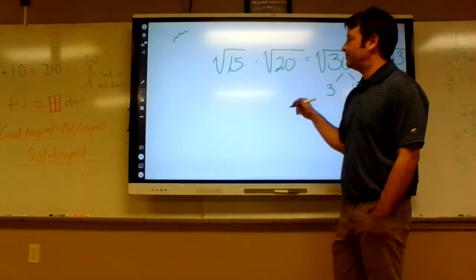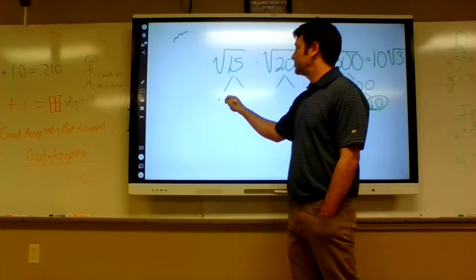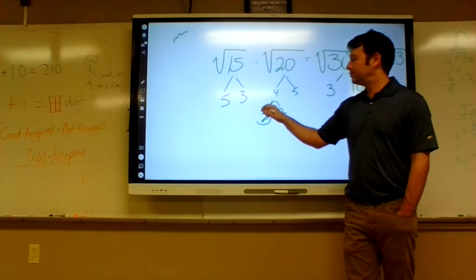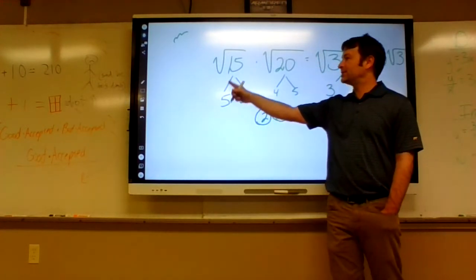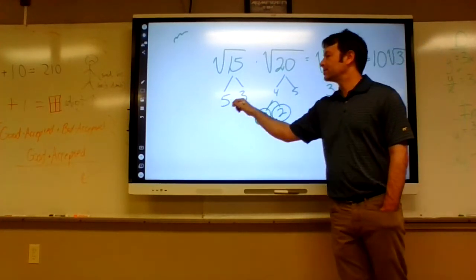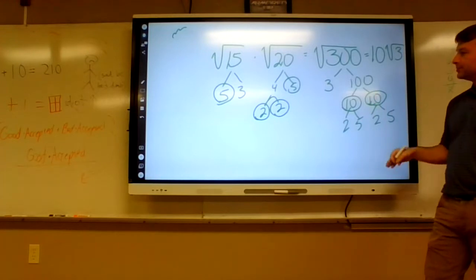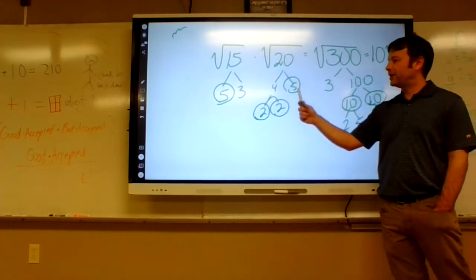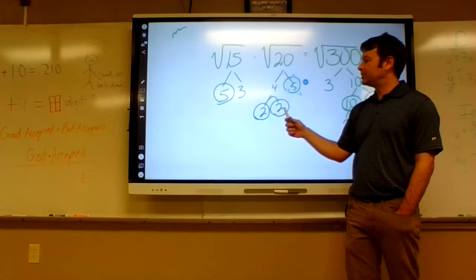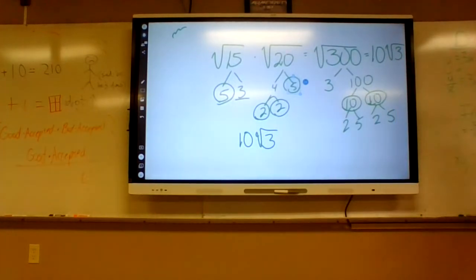Or here's another way, probably the better way: before you multiply these together, just start doing the tree over here. So this is 5 times 3, 4 times 5, 2 times 2. Whatever goes into 300 is going to be the exact same stuff that goes into 15 times 20. So 2 times 5 times 2 times 5 times 3. What comes out is 5 times 2, and what's left behind is 30. Just like that. You guys got it?